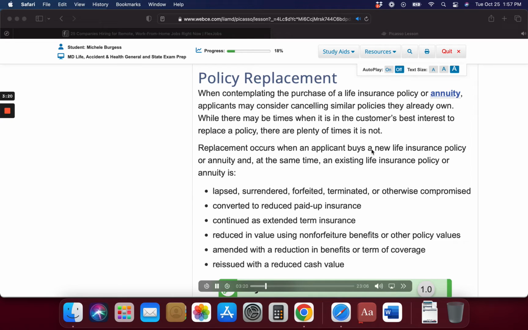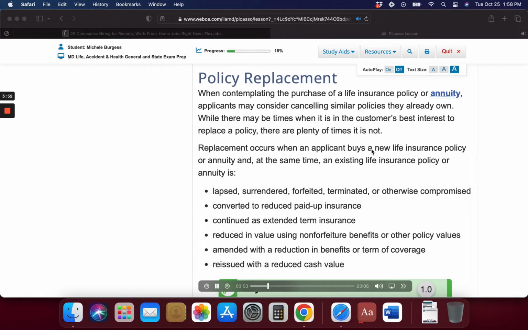Producer's duties in a replacement. Producers are expected to determine the suitability of every insurance transaction, based on a careful analysis of the prospective customer's needs. This is especially true when it comes to policy replacement. To make sure producers know if their customers intend to replace a policy, they are required to obtain a signed statement from every applicant declaring if the new life insurance policy or annuity will replace an existing, similar policy. This statement is submitted with the application to the insurer.